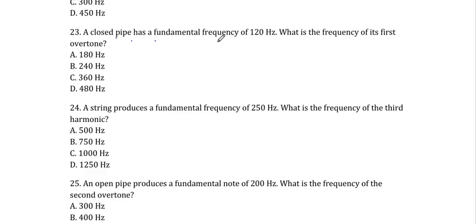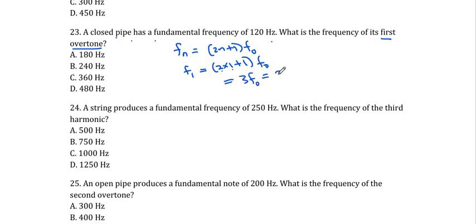Okay. Then number 23. A closed pipe has a fundamental frequency of 120 Hz. What is the frequency of the first overtone? The frequency of overtone of a closed pipe is given as 2n plus 1 times the fundamental frequency. Since we are asked to find the first overtone, f1 is 2 times 1 plus 1, times f naught. 2 times 1 is 2, plus 1 is 3. So 3 times the fundamental frequency. That will be 3 times 120, which is equal to 360 Hertz. So C, 360 Hertz is correct.